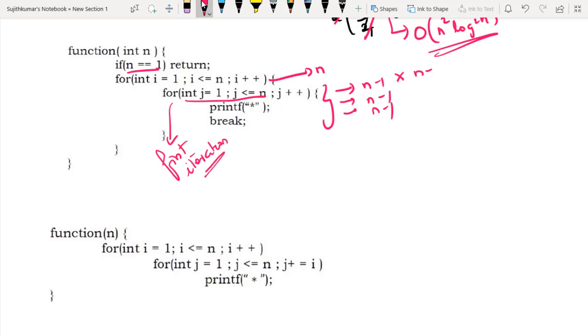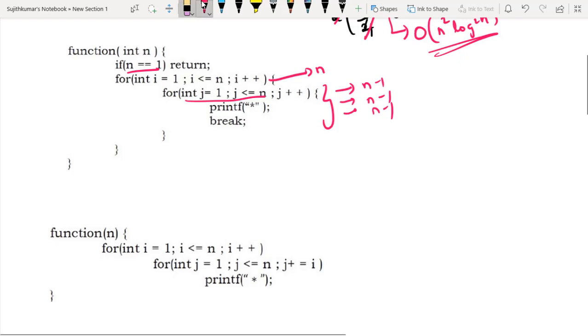Which means that this for loop will go only for the first iteration, so there is no use of having this for loop. Why? Because at the time of the first iteration itself, it will print the star and it will break the loop. It will again get back to the outer loop. At the first iteration itself, it will encounter the break statement. Because of that, I'll consider that this for loop will execute only one time. So I couldn't write n here. I just write 1, 1, 1.